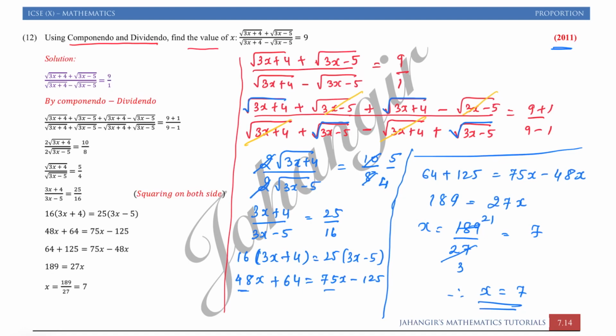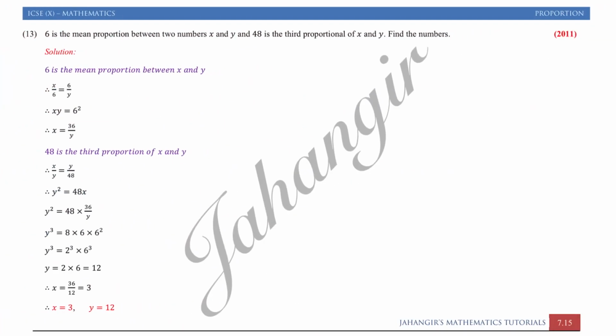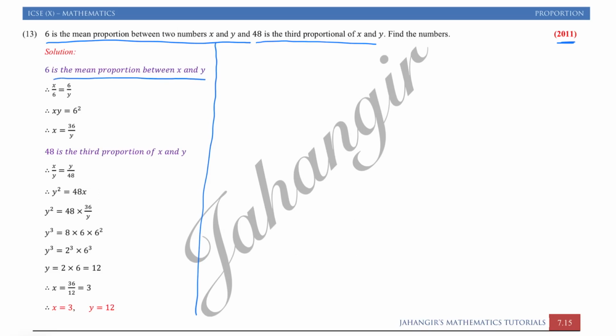Okay. If you had noticed, from 2000 to 2011 the most common question has been asked, which we had already done in the exercise part. 2011 second question. This question we had already done in exercise A. It was the second or third question, and I had marked it as an important question also. So here 6 is the mean proportion between x and y. If we say 6 is the mean proportion between x and y, mean means between. So x by 6 is equal to 6 by y. So therefore I can write xy is equal to 6 square, that is 36.